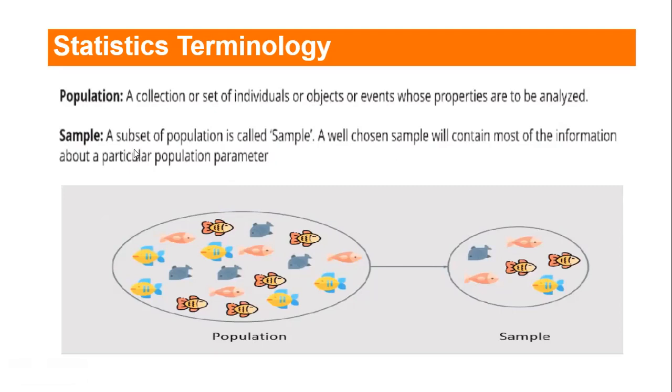Now the sample. A subset of the population is called a sample. A well-chosen sample will contain most of the information about a particular population parameter. See, there is one more key term, that is parameter. So we are going to choose a sample which actually contains most of the information of that particular population. Only then will that sample be a good representative of my population. So a sample is a subset of the population and the population is the whole.